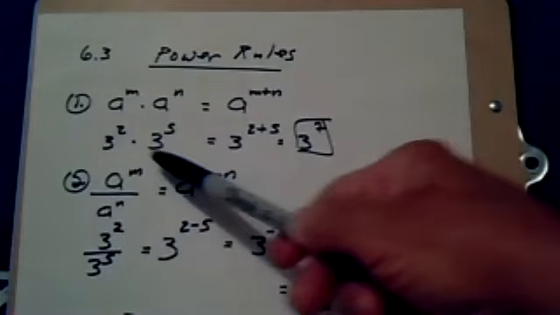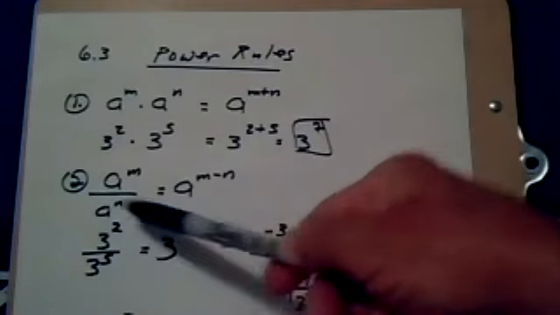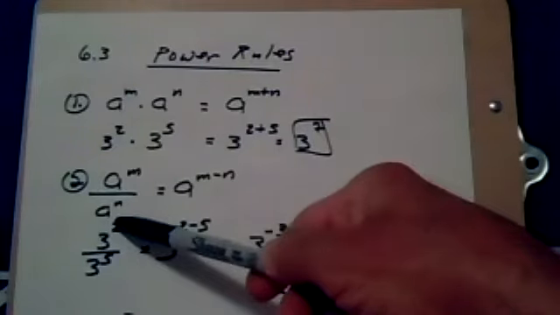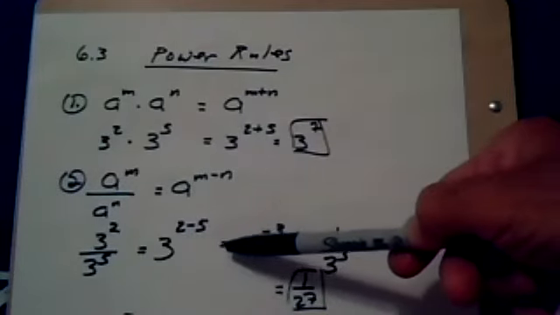Okay, so I could apply this rule. Are the bases the same? Yes, both of them are 3. So I could apply this rule. It's the top power minus the bottom power. So this equals 3 to the negative 3.